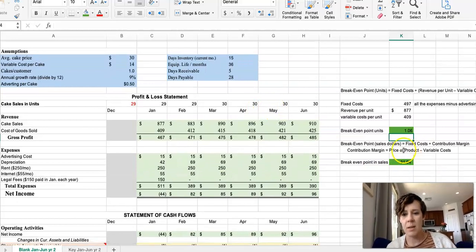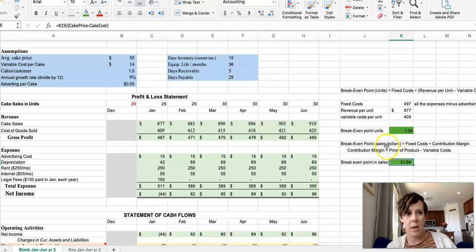The second break-even point analysis I did was a break-even point in sales dollars. And so I used this fixed cost again, the 497, and then I divided it by the contribution margin. And the contribution margin in this case is the price of the product, which is the average cake price, minus the variable cost, which is the cake cost, which are up here in the assumptions.